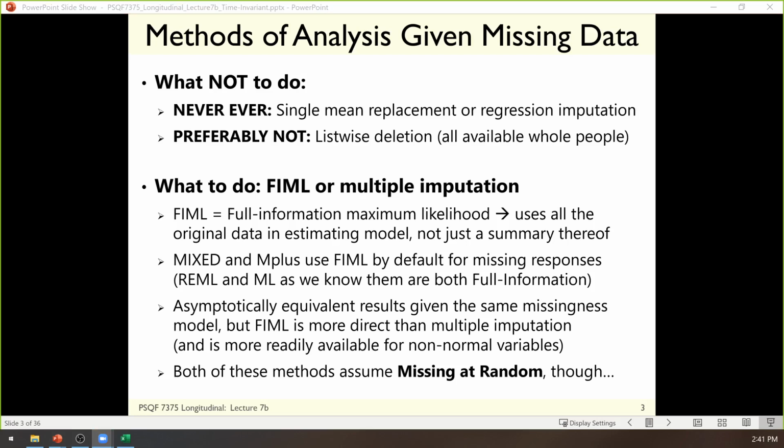So we have a question. Can I deal with missing data without generating different data sets using FIML? I prefer that over multiple imputation. Yes, I prefer that too. The answer is yes, with an asterisk.